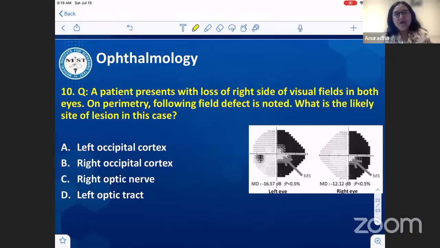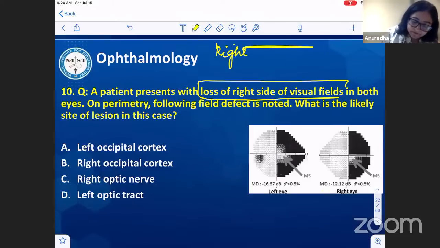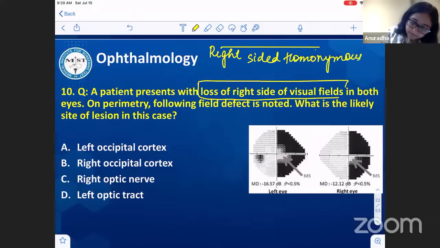Once again, I'm sure all of you have revised your visual field defects of the visual pathway, because that's the topic you just cannot skip. One question will be coming from visual fields, beta. The patient is showing loss of right side of the visual field. What is the nature of the field defect? Right-sided homonymous hemianopia. Agree, beta?